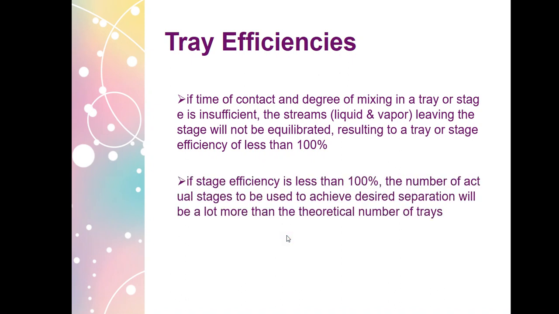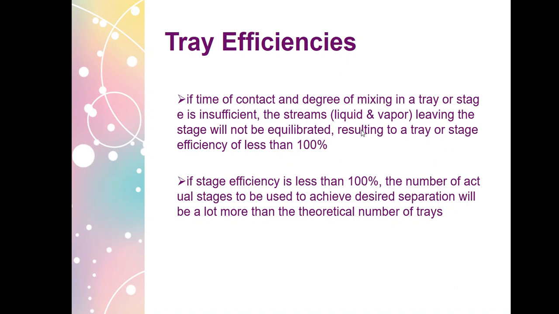When you speak of efficiencies for a distillation column, it has something to do, actually, with the time of contact and the degree of mixing of our phases, the liquid and the vapor phases, in a tray or stage. Now, if it is insufficient, the streams, referring to the liquid and the vapor leaving the stage, will not be equilibrated, or it will violate equilibrium, because there was no assurance that they were completely mixed and their time of contact is enough for the desired recovery.